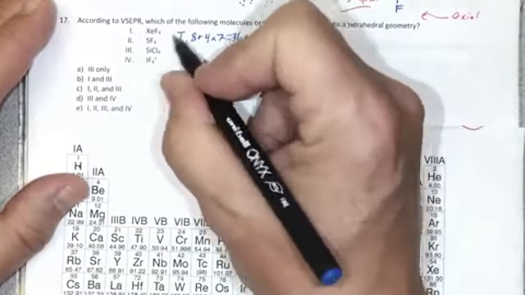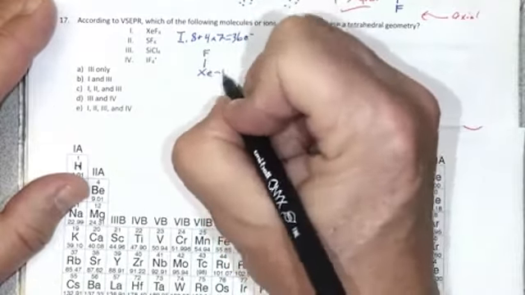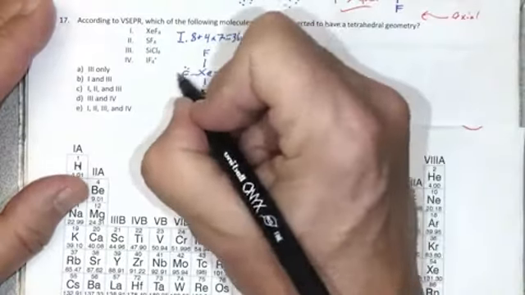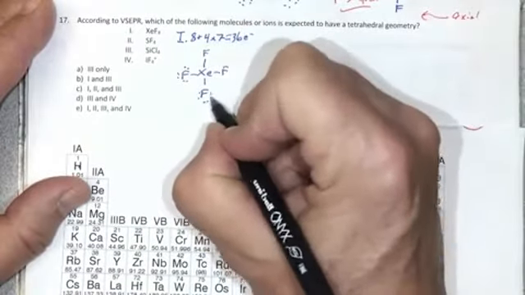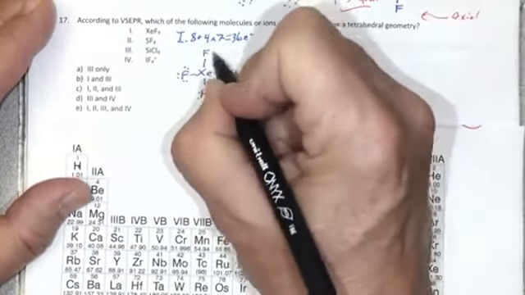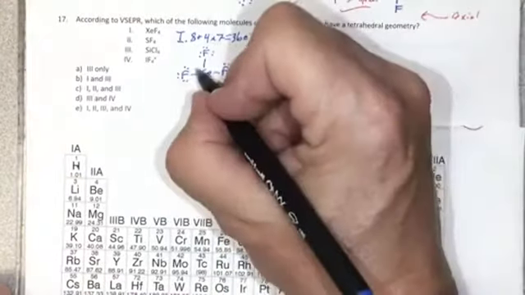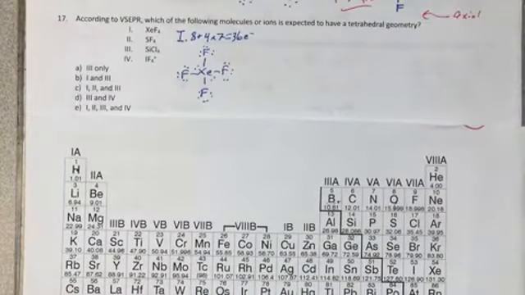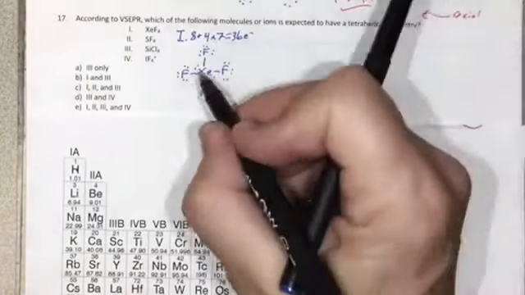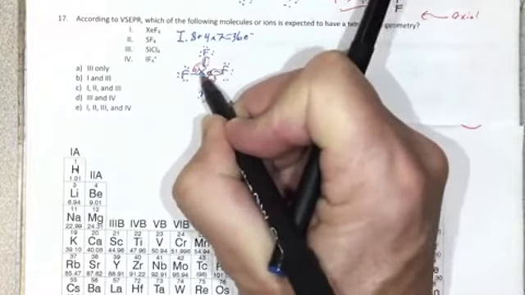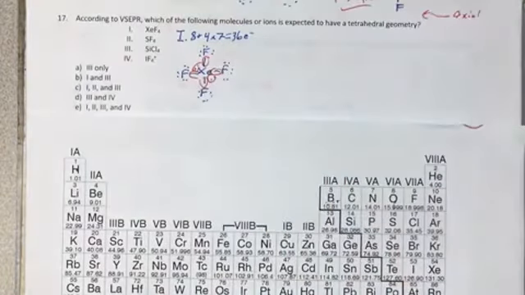So xenon, we connected 4 fluorines. 2, 4, 6, 8 electrons. Next, complete the outer octets. 10, 12, 14, 16, 18, 20, 22, 24, 26, 28, 30, 32 electrons. Then we put any leftovers on the central atom. 34, 36 electrons. Now, how many groups of electrons are around the central atom in xenon tetrafluoride? There are 6 in all. 1, 2, 3, 4, 5, 6. What is the perfect shape that goes with 6?